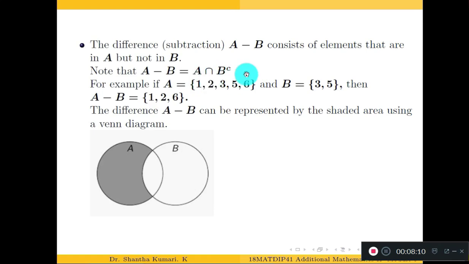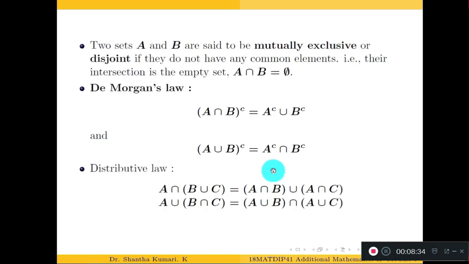Similar to this, we can also define B intersection A complement. How to define B intersection A complement? Then we write elements which are in B but not in A. Okay. Here I have shaded only A intersection B complement. Similarly, you can write B intersection A complement. So remember this, we are using this in probability theory.